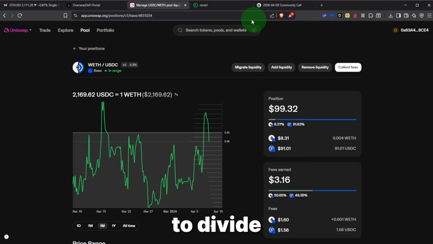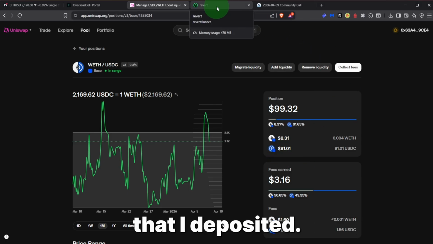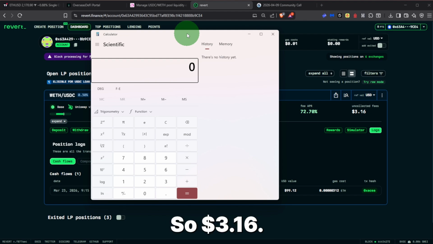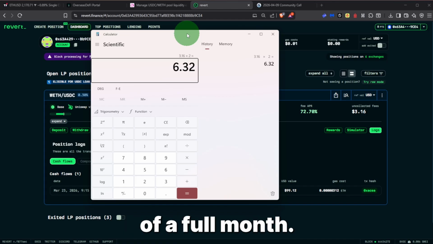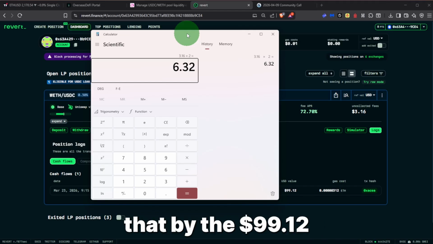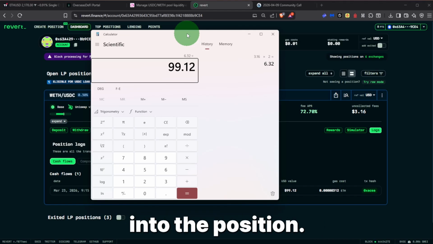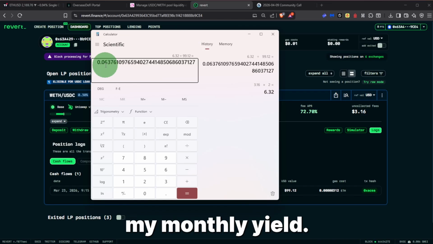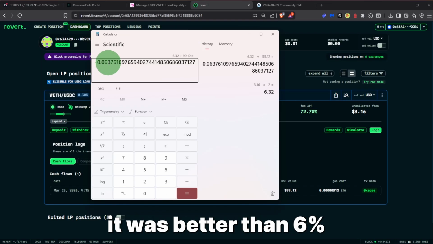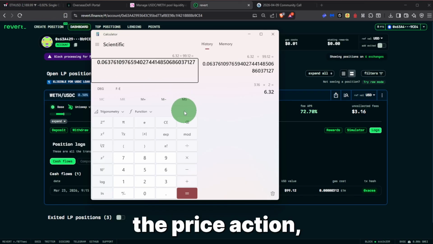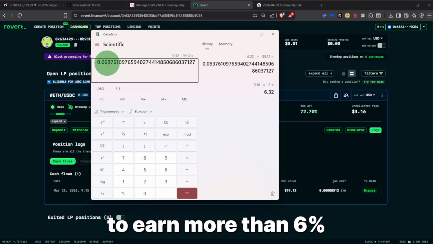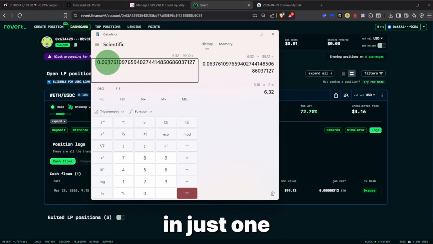So that'll be $6.32. And then I'm going to divide by the capital that I deposited. Bust out my calculator here. So $3.16, multiply that by 2 just to have an estimate of what we could expect over the course of a full month. And then I will divide that by the $99.12 that I deposited into the position. So this is going to tell me my monthly yield. And there you can see it was better than 6% per month so far. Even though I missed some of the price action, the range did a pretty good job. And we're on track to earn more than 6% in just one single month.